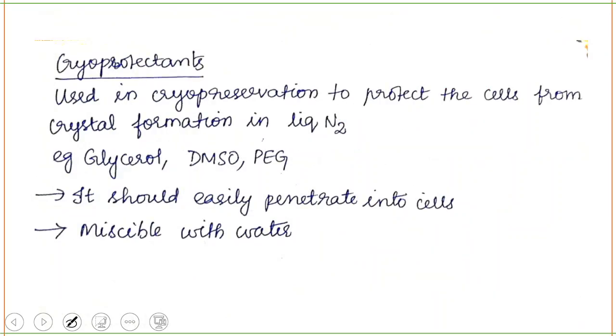So next is cryoprotectants. Cryoprotectants are used in the cryopreservation technique to protect the cells from crystal formation. I told you, right? Ice crystal formation in the liquid nitrogen. For that you can use glycerol, DMSO, you can use PEG also. DMSO is dimethyl sulfoxide, PEG is polyethylene glycol. You should know these terms because these are very commonly used liquids. They should easily penetrate into the cells, and they should be miscible with water, which means they are organic in nature.